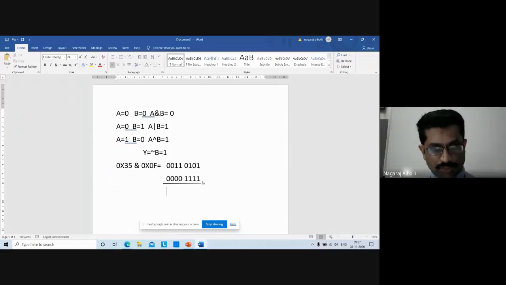Starting from this end, it's a logical AND operation. 0 and 0 is 0, 1 and 0 is 0, 0 and 1 is 0, 1 and 1 is 1, 0 and 1 is 0, 1 and 1 is 1. So this will be 0, 5. You are getting it correct. 05 hex. Okay. Let us take one more example of logical OR gate.